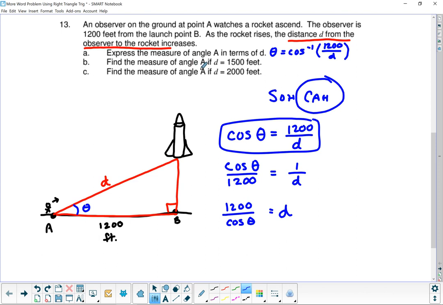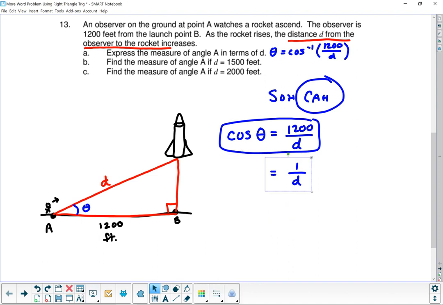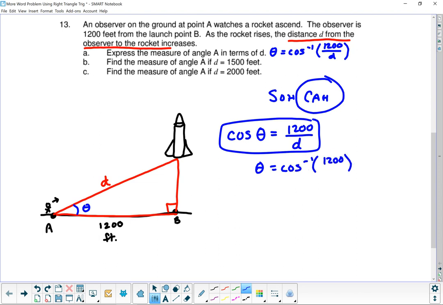Part B, find the measure of angle A if D is 1,500. Sorry, I don't need all of this; I was rewriting it in terms of the distance. So theta equals cosine inverse of 1,200 over 1,500. What does that equal?